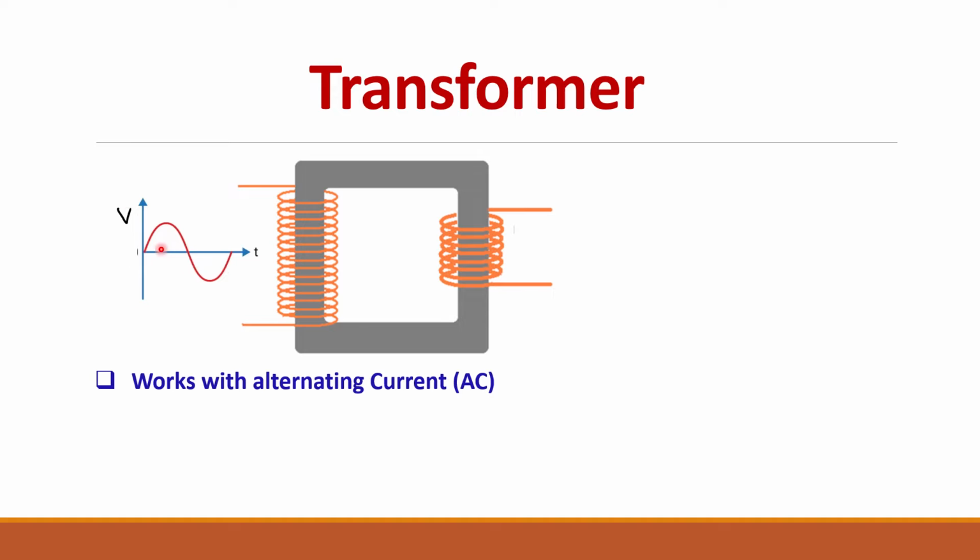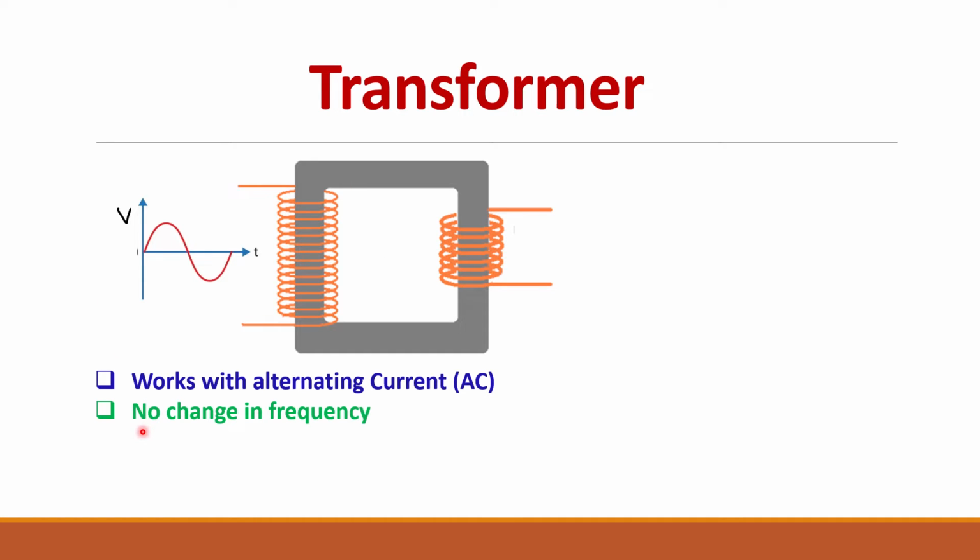So we can give an alternating AC supply to the transformer. You should always remember you cannot give a direct current or DC voltage to a transformer. You have to give an alternating current. So this is the sinusoidal voltage which is given as an input to the transformer primary winding.